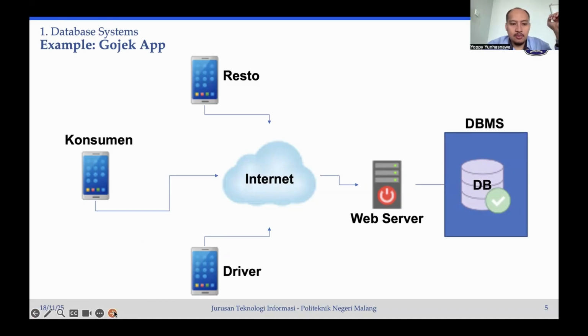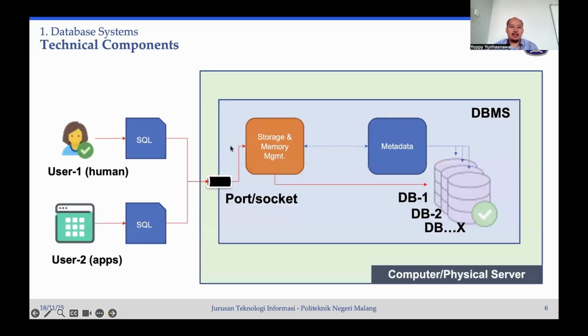In a more technical way, we can say that any database system consists of a database layer and an application layer. Between those two layers, there is a connection, usually in the form of a port or a socket. By having this connection between the application and the database, the application can send SQL queries to the database and get the result through the connection.